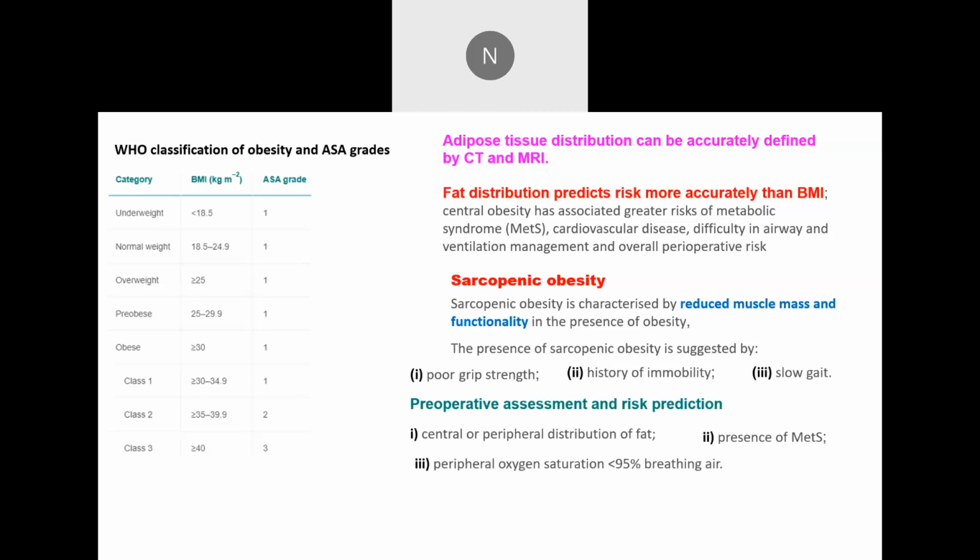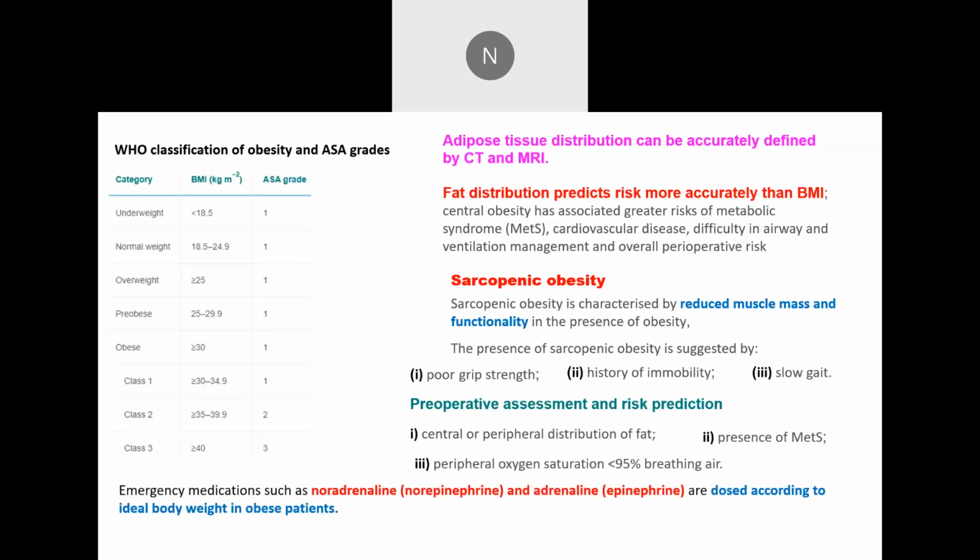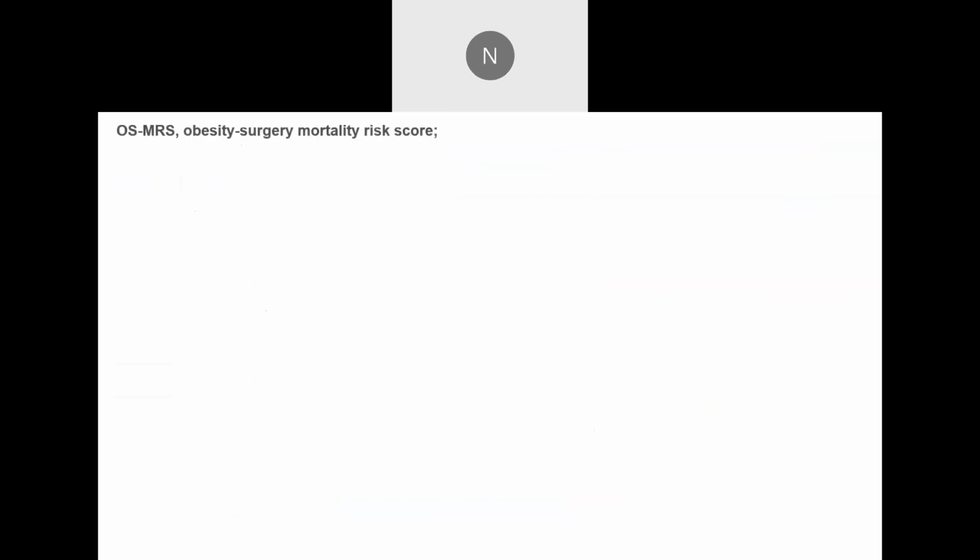And preoperative assessment of risk factors must compare the central and peripheral obesity, presence of metabolic syndrome, and if the peripheral oxygen saturation is less than 95% breathing air, then these patients are at more risk. And emergency medications like adrenaline and noradrenaline, you have to dose them according to ideal body weight in obese patients if they need them for emergency use. And atropine has to be given only on lean body weight.